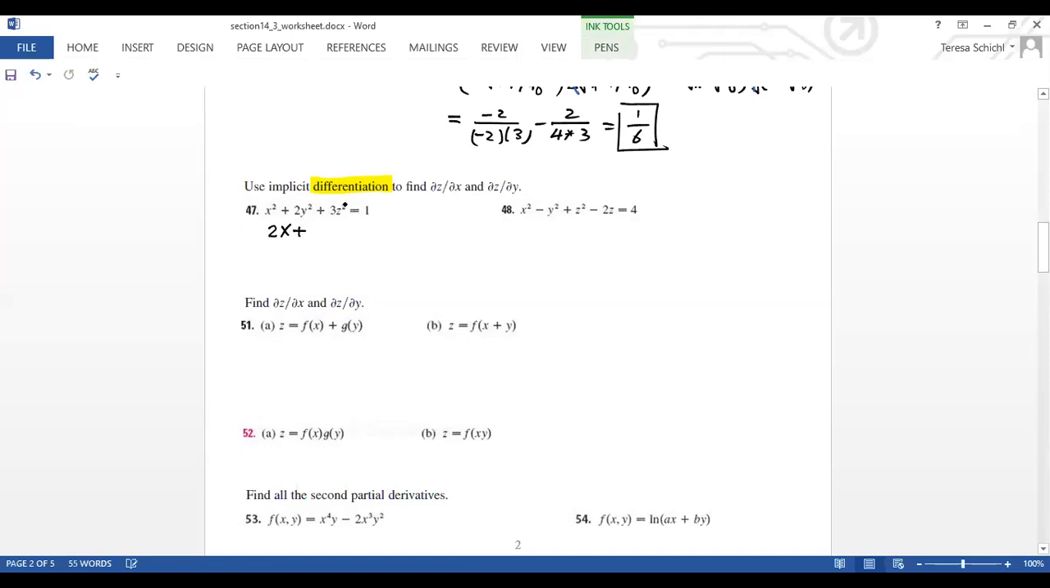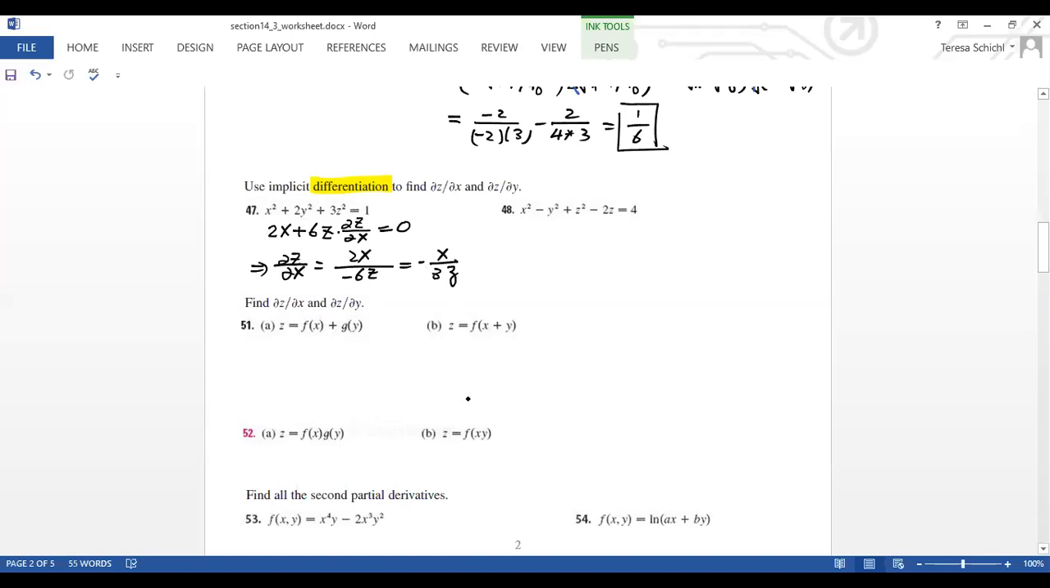Then you take the derivative of 3z squared, and I have 6z, right? But every time I do the z, I need to write ∂z/∂x. Then the 1 will become 0. And then my ∂z/∂x will be negative 2x over 6z, so it's just negative x over 3z. All right, so this is pretty straightforward.